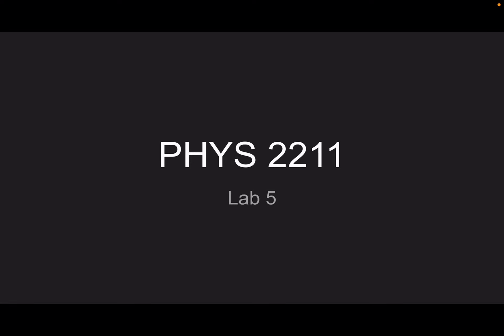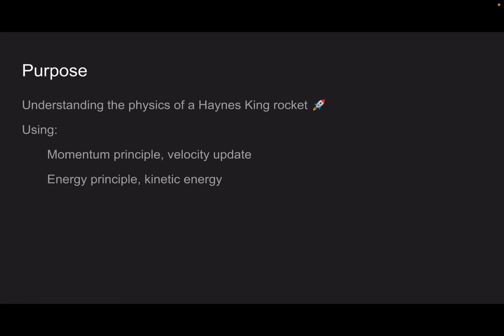Welcome to my Physics 2211 Lab 5 presentation. The purpose of this lab will be understanding the physics of a Haynes-King rocket. We'll be using the momentum principle and velocity update, as well as the energy principle and specifically kinetic energy.